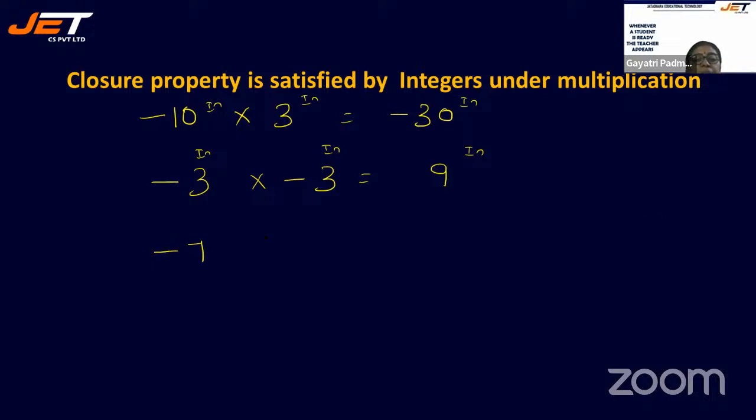Next, -7 into 2. -7 is an integer. 2 is an integer. So the resultant figure is also an integer.